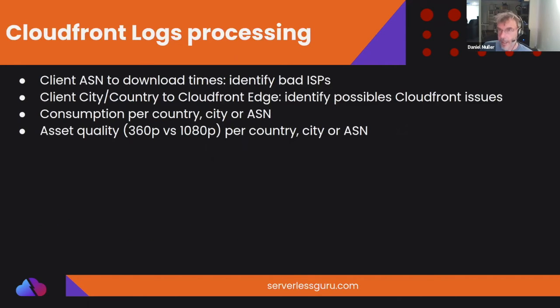So a little bit more detail on the CloudFront log processing, and why it was useful. With that, I was able to gather information like download times per ISP or ASN. That way we could identify if some ISPs were better than others in some regions, or if an ISP always had a bad connection, and then start to talk with them, or talk with AWS, to try to improve the interconnection between them and AWS.